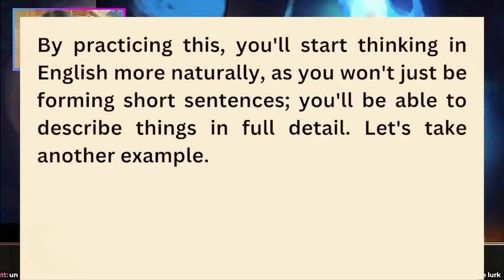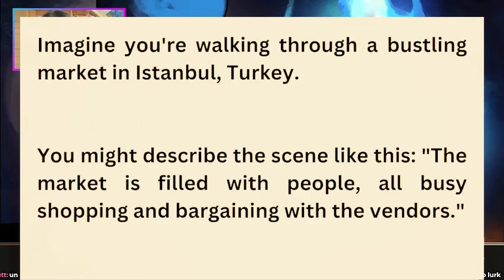Let's take another example. Imagine you're walking through a bustling market in Istanbul, Turkey. You might describe the scene like this. The market is filled with people, all busy shopping and bargaining with the vendors.